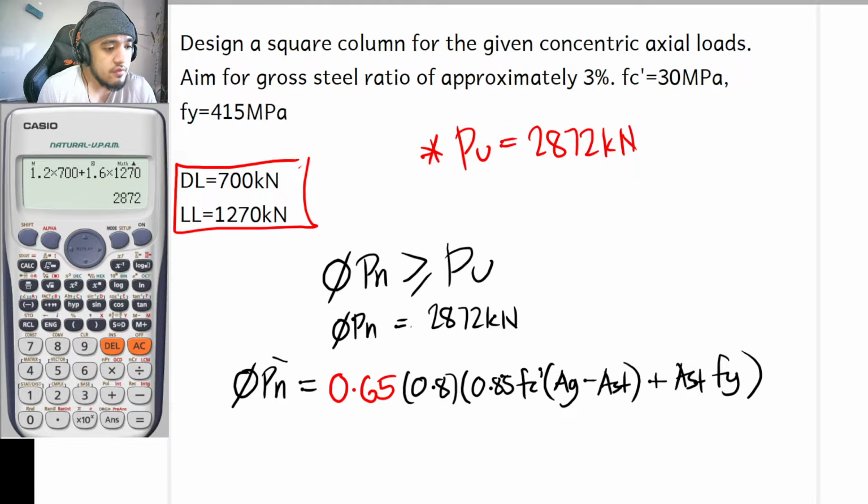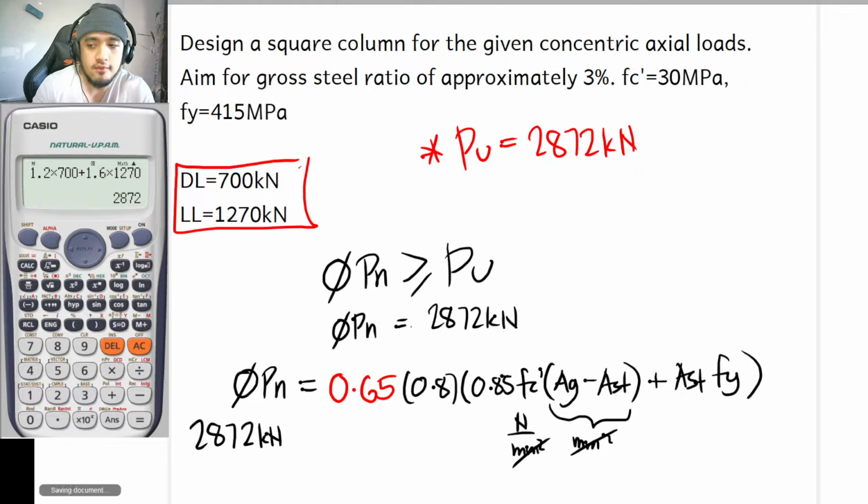So for the value for VPN, we are to assume that it is equal to our PU. So with that, this is now equal to 2872 kilonewtons. But take note, guys, that your answer here is to be in terms of newtons, because your F prime C is in newtons per millimeter squared. And for your cross-sectional area and your area of steel, that is in terms of millimeter squared. So if you multiply them, you would arrive at an answer in newtons. So the answer here is in terms of newtons.